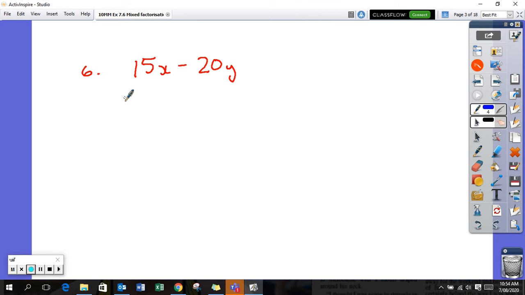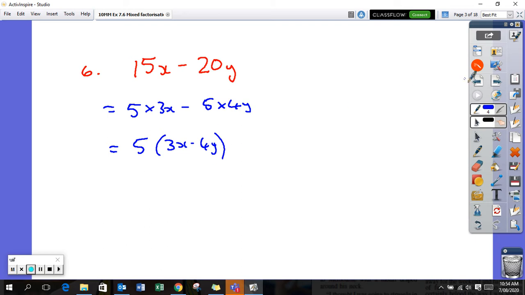Question 6. Just two terms, x in one, y in the other. The only thing that's common is 5. So we're going to make this 5 times 3x minus 5 times 4y. The 5 is common, and we end up with 3x minus 4y in the bracket.